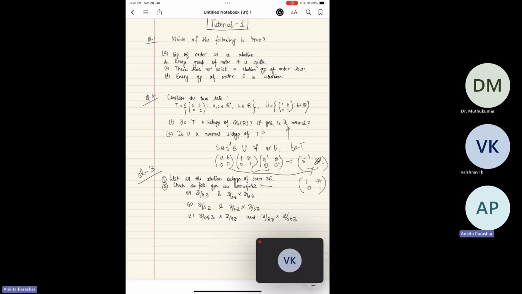So we can go to question 3 now. The first part is you have to list all the abelian groups of order 36. So how will you see that? How to write all abelian groups of order 36? Do you have any criteria to write it?